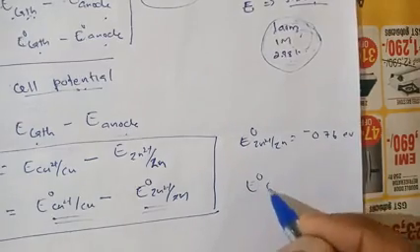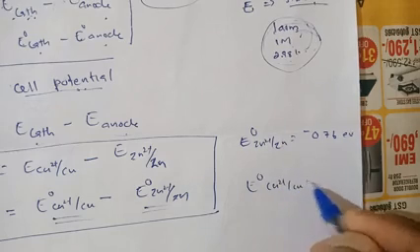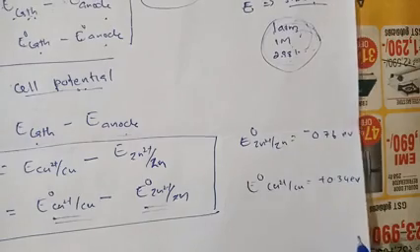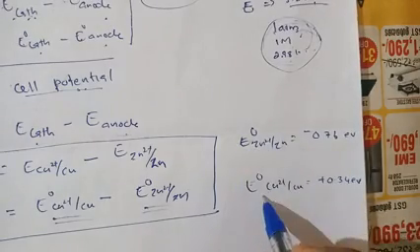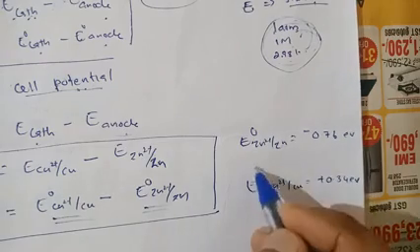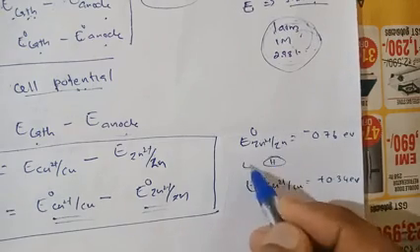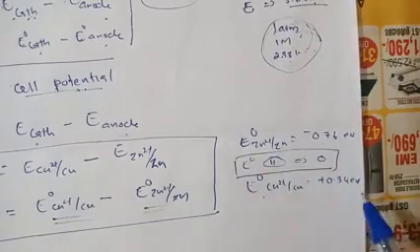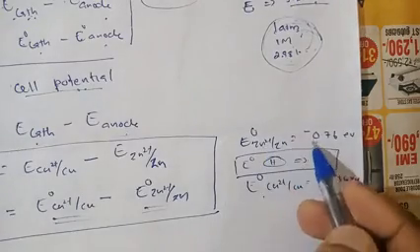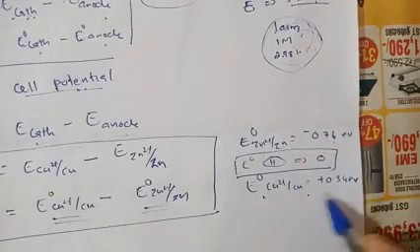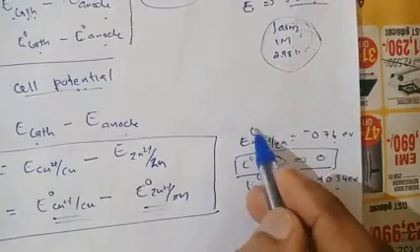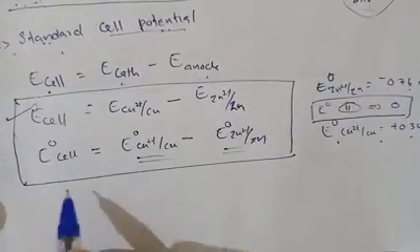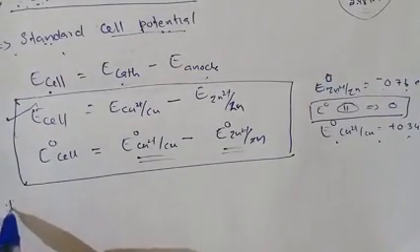Similarly, E0 of Cu2+|Cu is equal to +0.34 eV. Clear? These two values are constant. Similarly, for hydrogen, the E0 value will be 0, so for hydrogen the electrode potential will be 0. For zinc, -0.76. For Cu, +0.34. Standard state. Clear? So I can write for a Daniell cell.